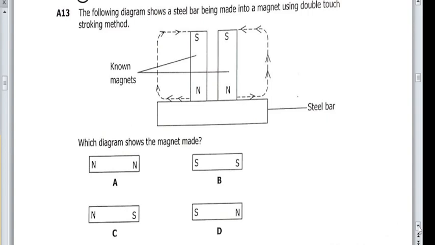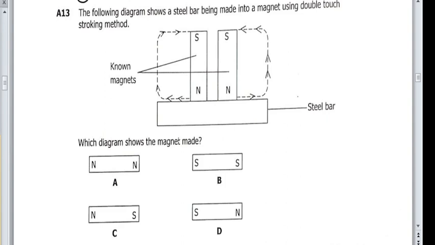Question 13 reads, the following diagram shows a steel bar being made into a magnet using the double touch stroking method. So that is what we have. We have a magnet here that is being made. So we have two magnets, this magnet and this magnet. Then we have a steel bar here. This one is going in that direction and this one is going in the opposite direction.